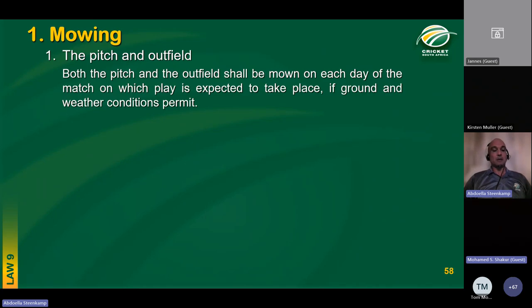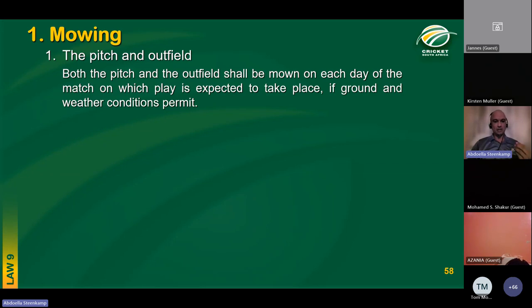Firstly, mowing of the pitch and the outfield. The law guides us by telling us that both pitch and the outfield need to be mown on each day that the match is going to take place, weather permitting. So if I can use test matches as an example, which spans over 5 days, once the game has started, the law tells us that on each subsequent day, on day 2, day 3, day 4, and day 5, both the pitch and the outfield need to be mown. Reason for this is we need to try to keep the conditions the same over the 5 days.